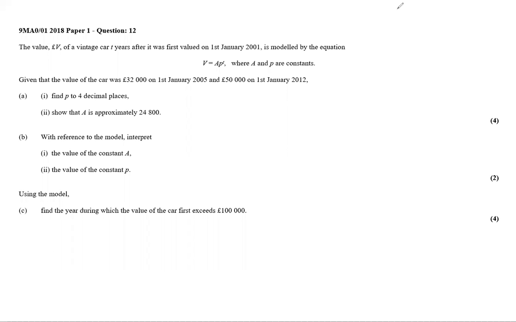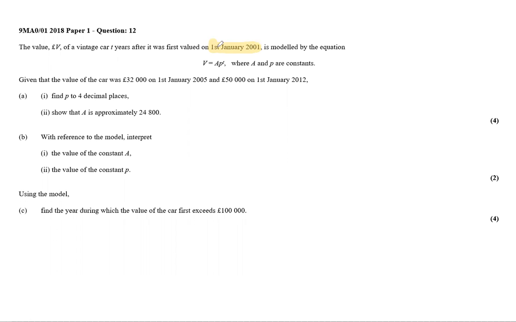Question 3, again, was taken from 2018 paper 1. It was question 12. And here we have some exponential growth. This is the value of a vintage car. It was first valued on the 1st of January 2001, which is stated here. And the model is AP to the power T, where A and P are constants.